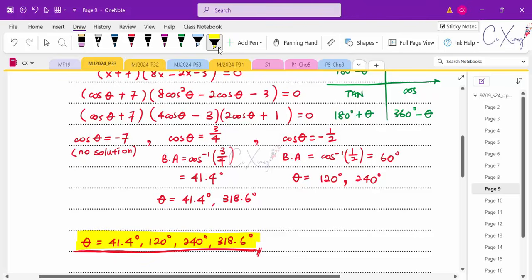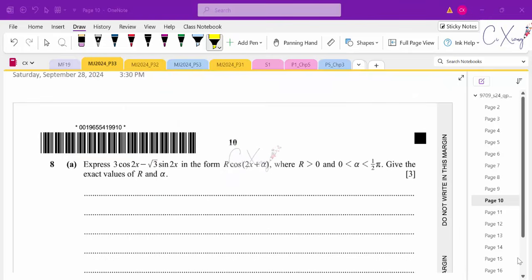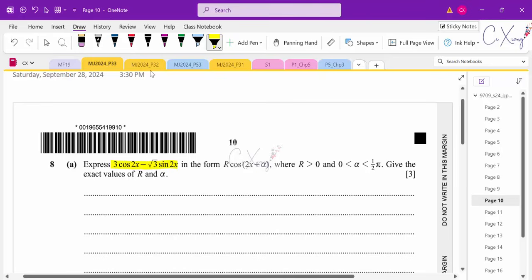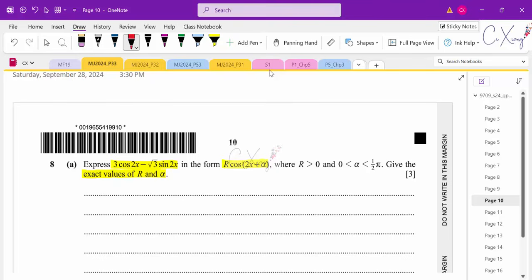Alright, so this is how we solve question number 7. Okay, so question number 8, express this particular thing in this form. R is positive and also alpha is from 0 until pi over 2. They want to have the exact value of R and alpha. Okay, so exact value, we highlight the keyword exact value. So this is basically what we have now.